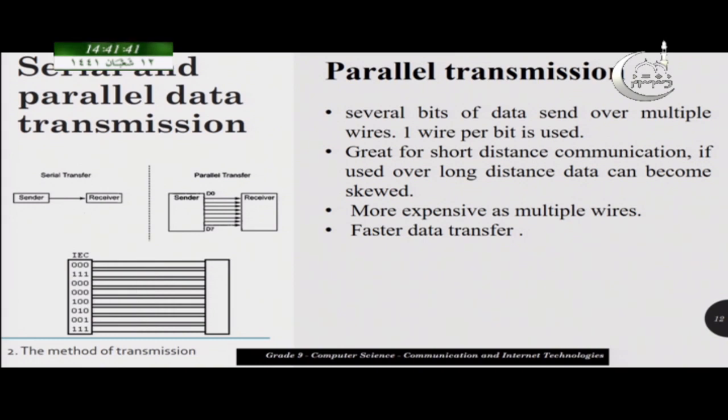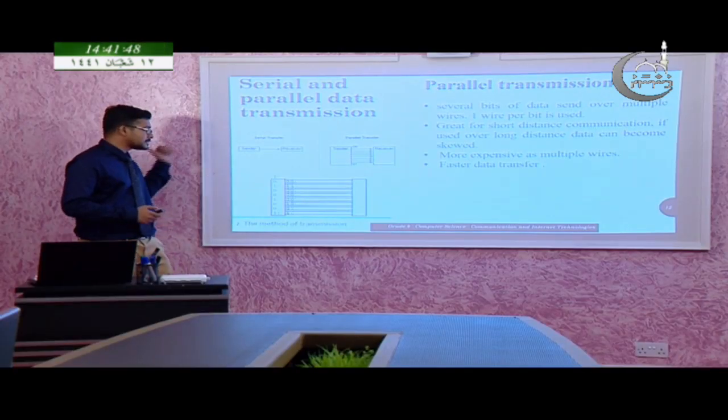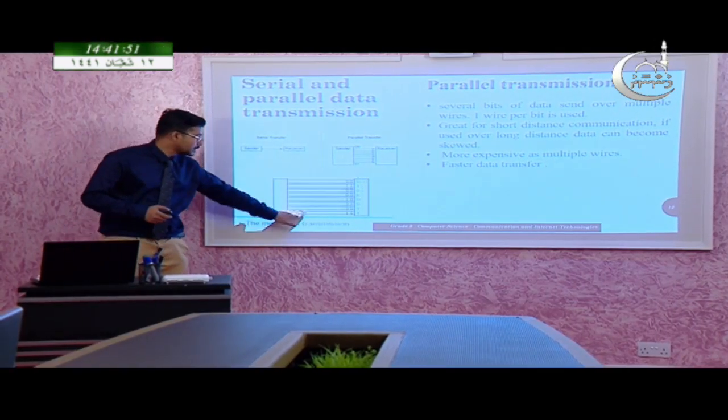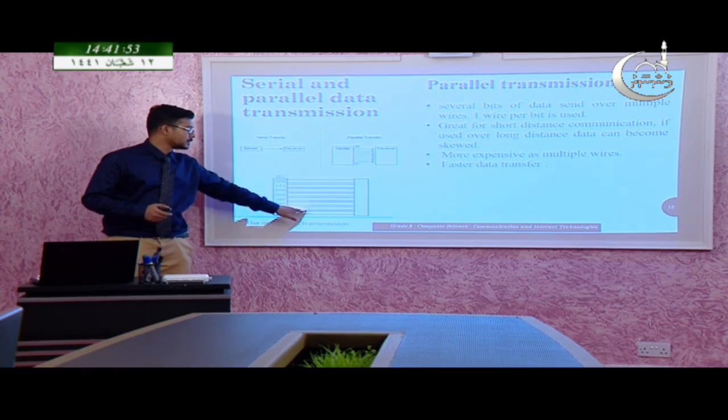Here is an example for this. You can see we are using multiple cables and we are sending data at the same time. So it is quite faster as compared to the previous one. But the thing is we are using multiple lines, so it will be costlier.